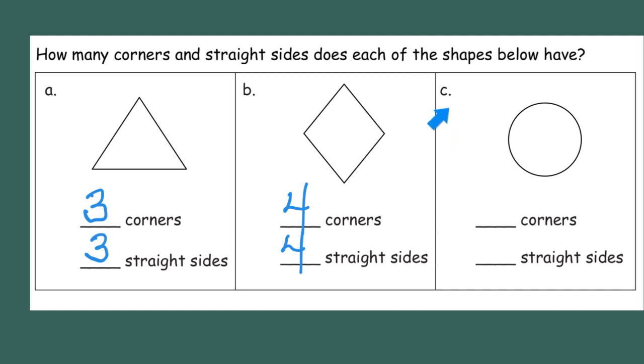All right, in shape C, we can see that there are no lines, so there are no corners and no straight sides. So there are 0 corners and 0 straight sides.